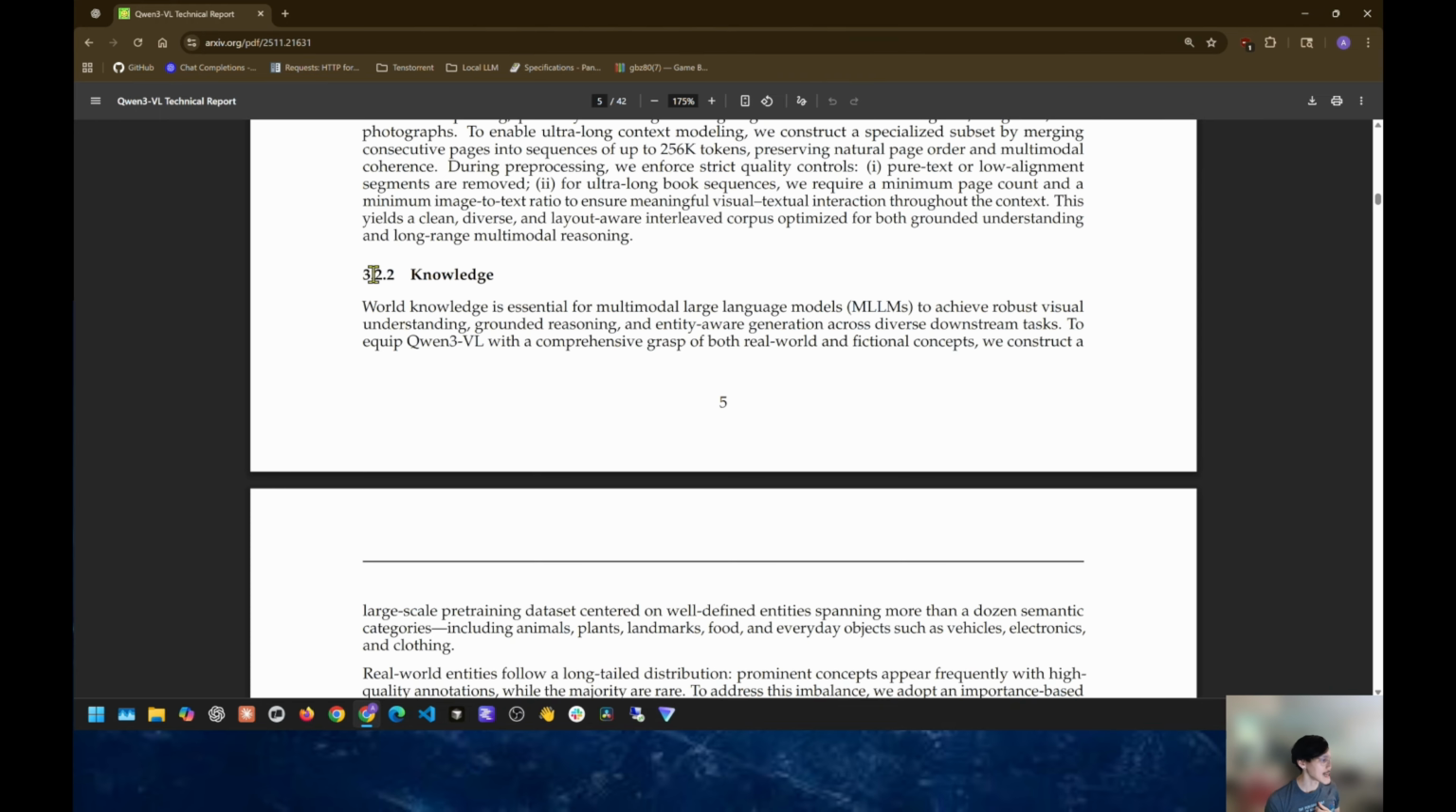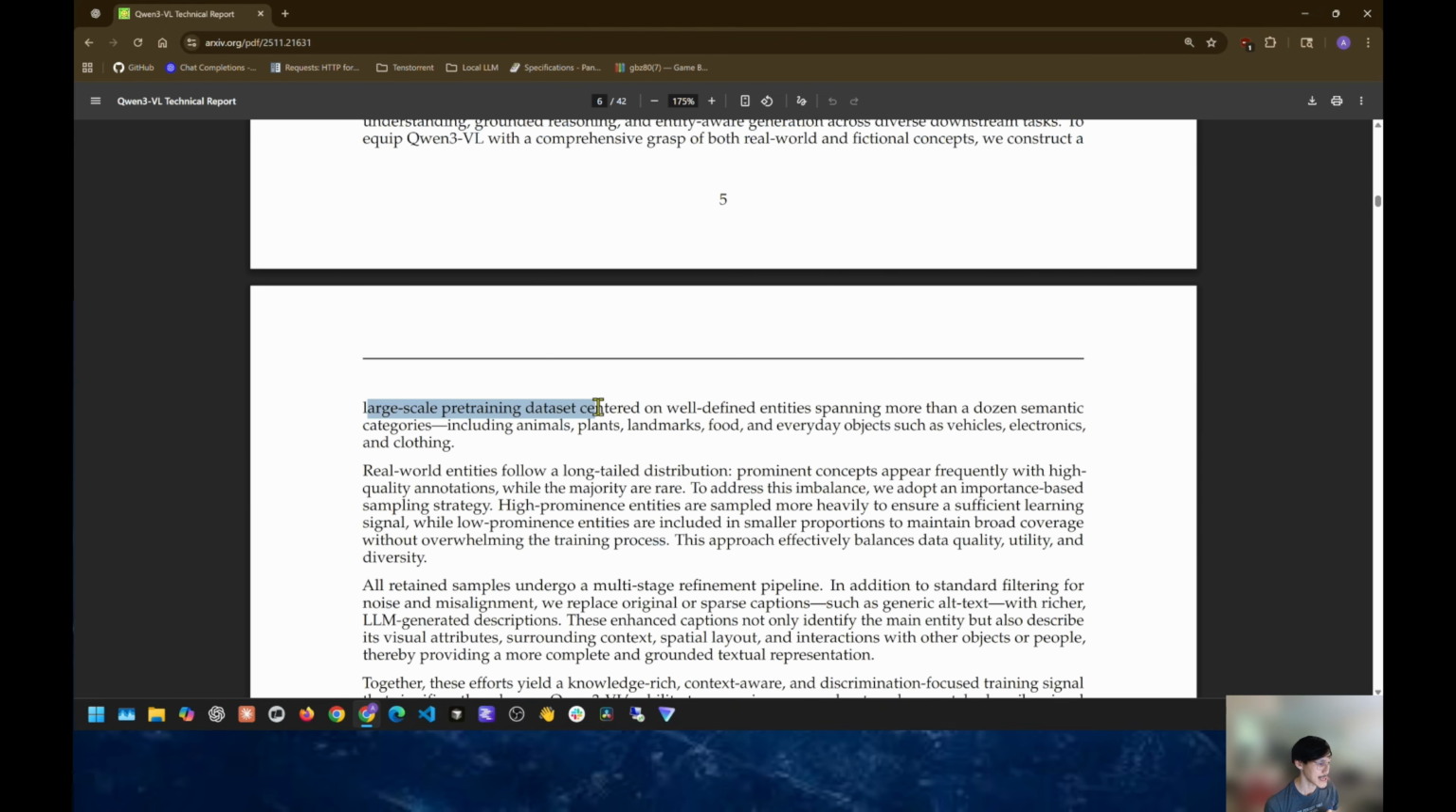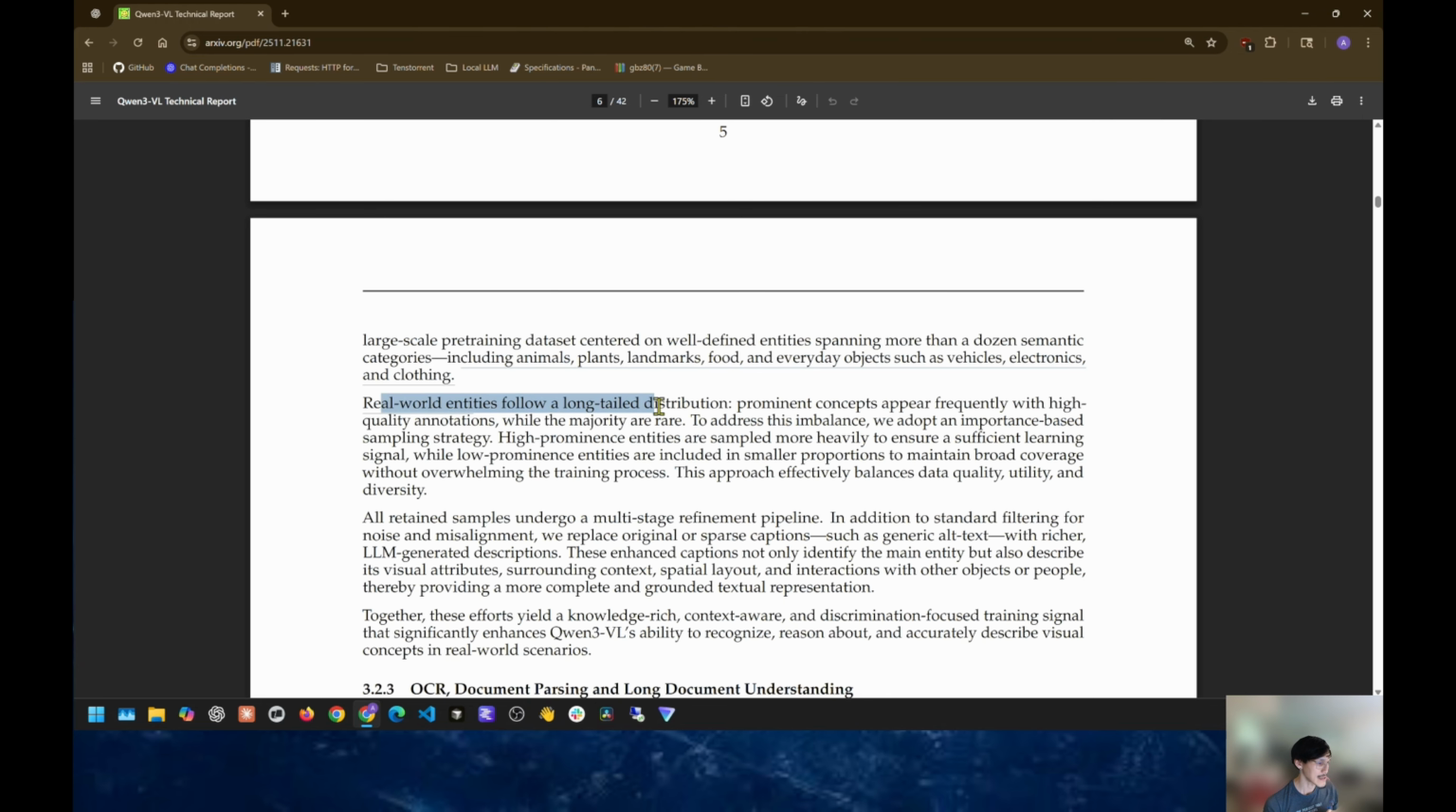Knowledge. Okay, world knowledge. World knowledge is essential for multimodal large language models, MLLMs, to achieve robust visual understanding, grounded reasoning, and entity-aware generation across diverse downstream tasks. To equip Qwen3-VL with a comprehensive grasp of both real-world and fictional concepts, we construct a large-scale pre-training dataset centered on well-defined entities spanning more than a dozen semantic categories, including animals, plants, landmarks, food, and everyday objects such as vehicles, electronics, and clothing. Real-world entities follow a long-tailed distribution. Prominent concepts appear frequently with high-quality annotations, while the majority are rare.